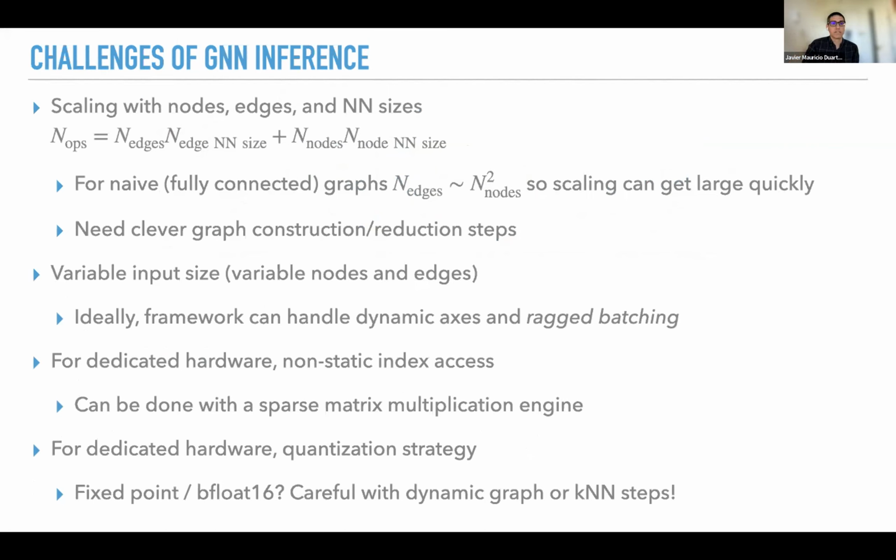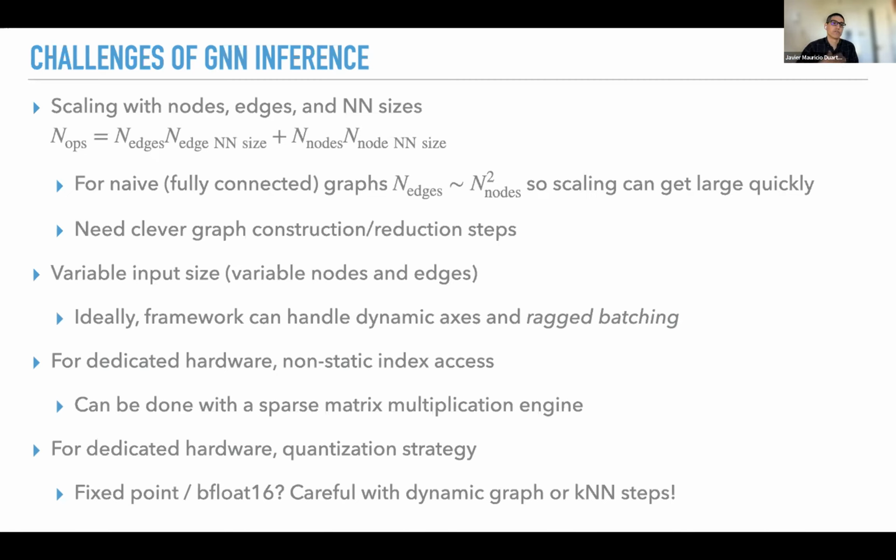So the number of ops is typically dominated by this first term. The number of edges is usually much larger than the number of nodes, so it's the number of edges times some characteristic edge neural network size, the size of the neural network you're applying to the edges. That's usually the dominant term. But of course, there's also this other term, where you're applying a neural network to the nodes themselves, perhaps to embed them into some latent space. That can also be a big contribution, especially depending on the relative sizes of these neural networks.